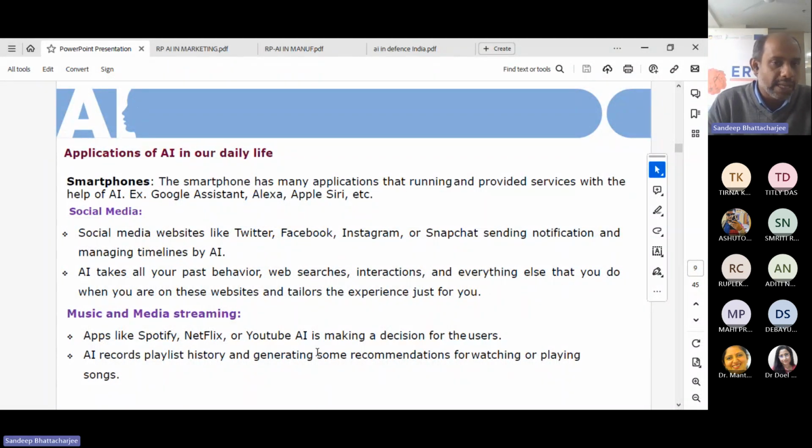And then you have music and media streaming. You have thousands of apps now available in Google Play or just even in a web browser. Something like Spotify, very popular. So what do you think, how does Spotify actually label or customize your preferences, your albums separately?